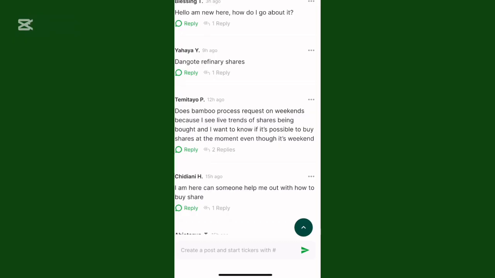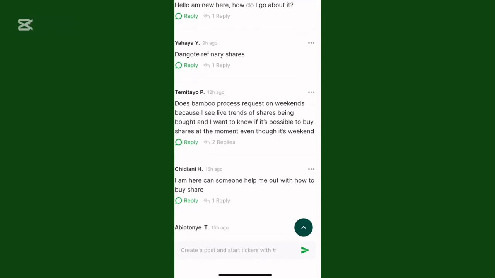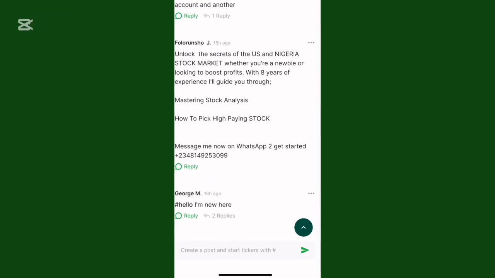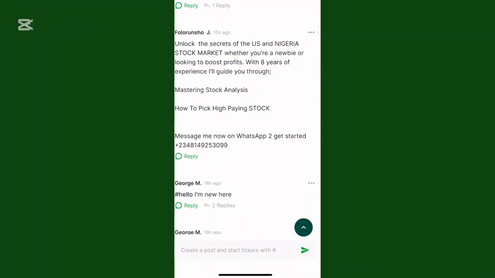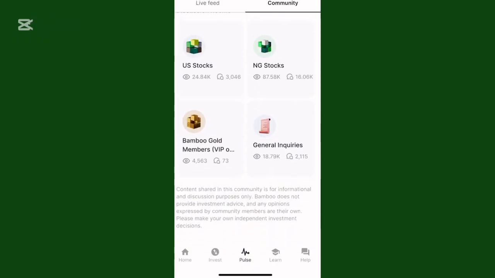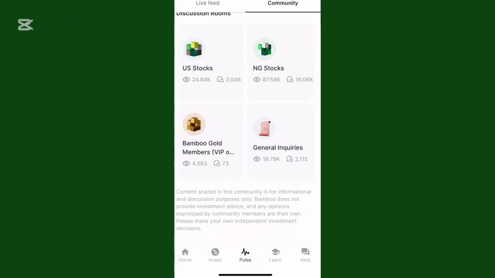How do I go about it? Dangote refinery. You can see different discussions. You can also come here and ask questions or join whatever discussion is going on here. So this is a new addition and kudos to them.